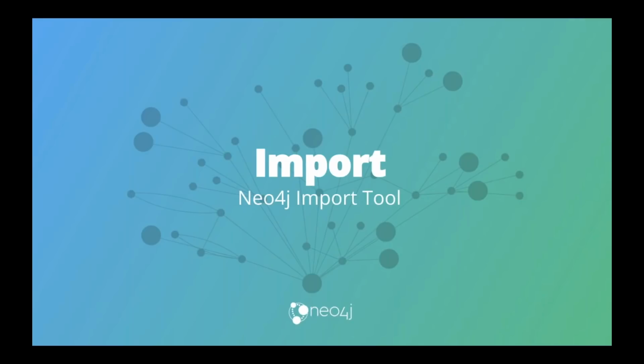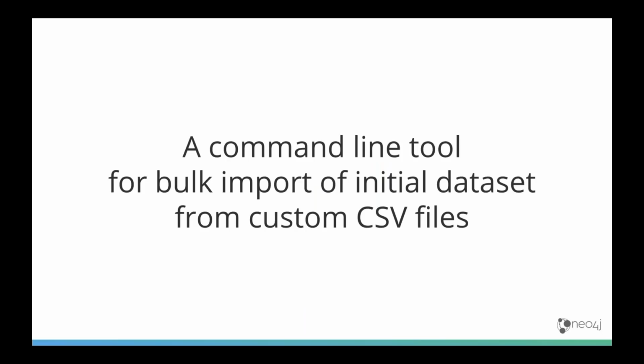What we might want to do instead is use the Neo4j import tool to get the initial data set in, and then if there were some changes that we wanted to make to the data set afterwards, or if Yelp released some more data that we want to update our data set with, then we could use one of those previous tools to do that. So the Neo4j import tool, let's have a look at this.